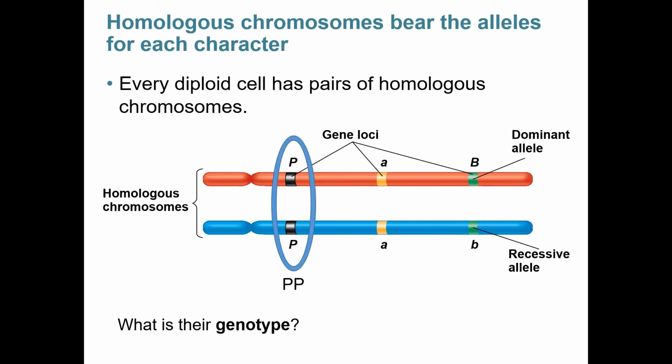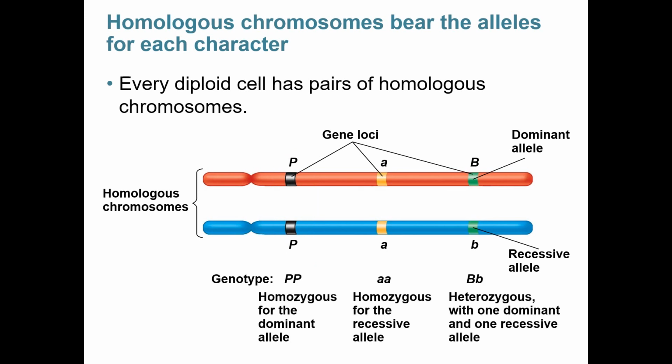So for example, if we were to look at the P gene here, we could say that there are two big P's. Therefore, the genotype of this organism at this gene is big P, big P. We can do the same thing for the other genes. That means that we have big P, little a, and big B, little b. We would also say that for P, this organism is homozygous dominant, because it has two copies of the dominant allele. It's homozygous recessive for the A gene, because it has two copies of the little a. And it is heterozygous, it has one dominant and one recessive for the B gene.